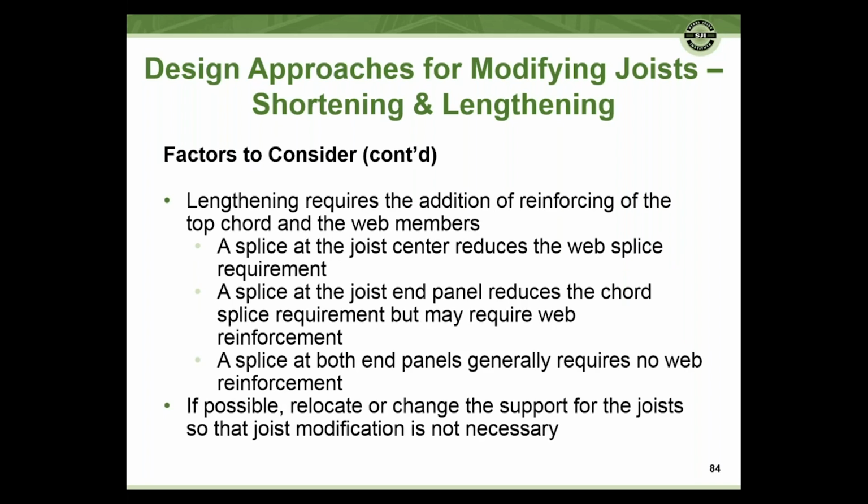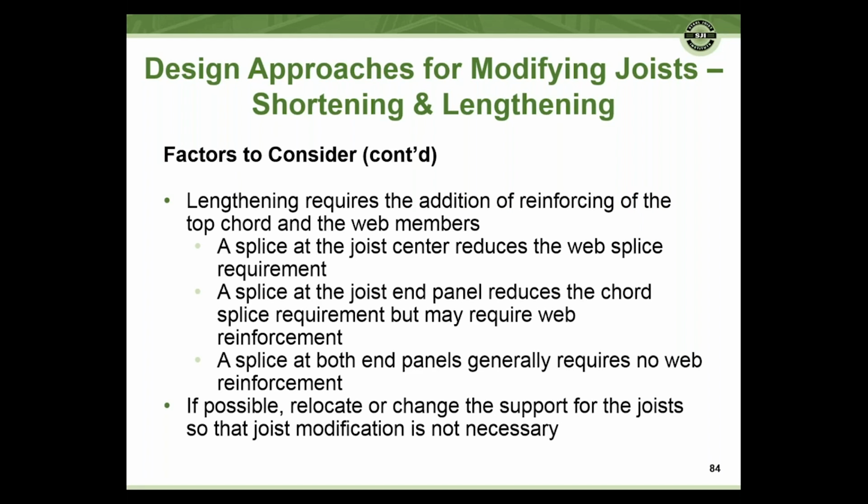Some other factors for shortening and lengthening. When you're lengthening a joist, it may require additional reinforcing of the top and bottom chord, as I mentioned before. To lengthen a joist, you may want to consider adding a splice in the center, depending on how much you need to lengthen it. You may want to splice at an end panel, but it may require additional web reinforcement. Okay? Splice at the end panels generally requires no web reinforcement. So it just depends on where you want to add that splice. Where do you want to lengthen the joist?